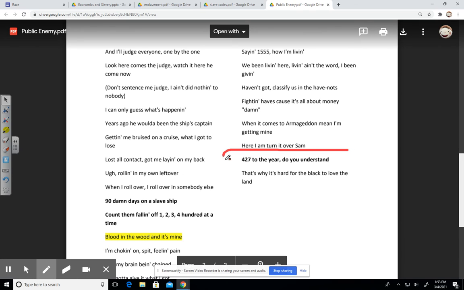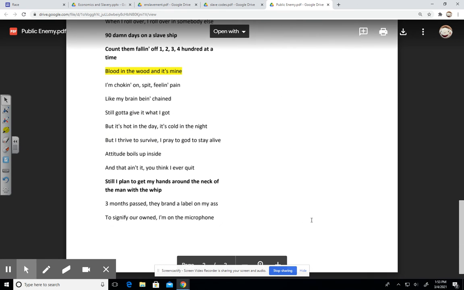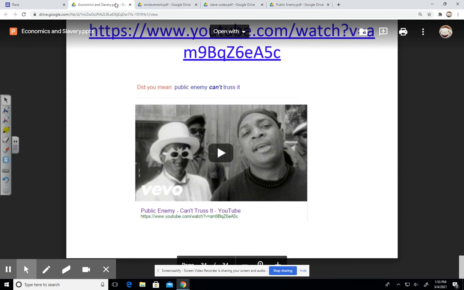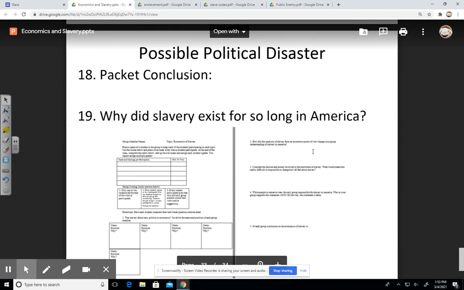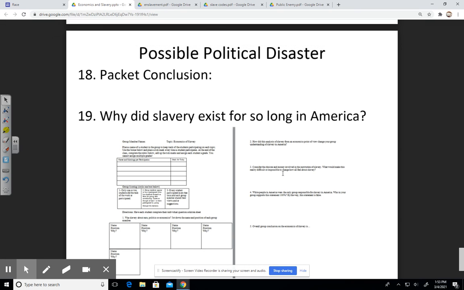This section right here, 427 to the year, do you understand, is a reference to an argument that you hear often, the 400 years of oppression experienced by African Americans, and that will definitely be an issue that we will address in class. So that's it on the economics of slavery. Again, not trying to upset anybody about the approach. Next class, we'll start looking at the politics, and you could see which one or which combination you think mattered most. That's it.